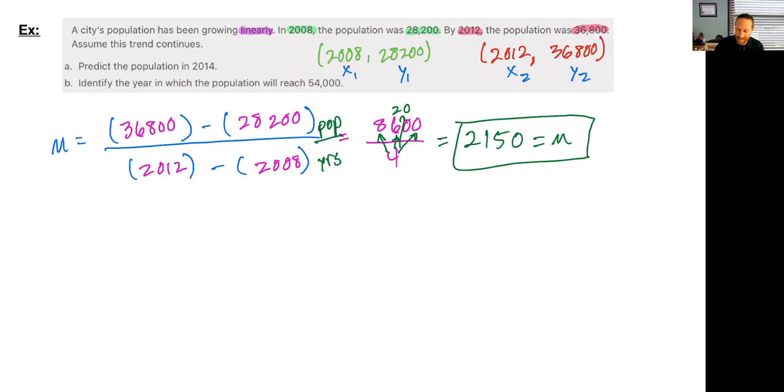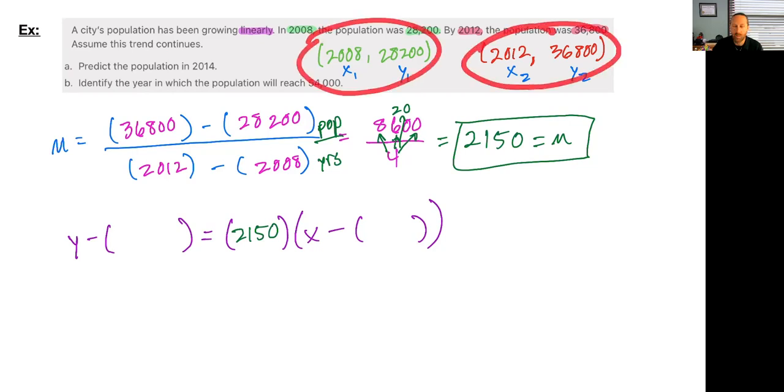So we're going to set up an equation. And if you remember, the way that we will do that is instead of y equals mx plus b, I have a point and a slope. So I will use point slope form. I definitely know my slope. That's the 2150. And you might be wondering, well, where's the point? There's actually 2 of them right here. So pick your favorite, pick the easiest. It's totally up to you.